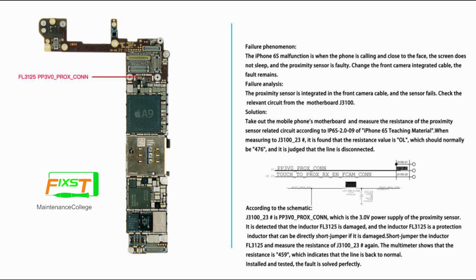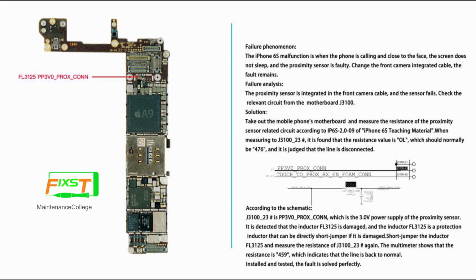the first thing we need to do is check the connector, right? When we check the connector J3100 and test pin 23, it shows the resistance is OL. It means that this line is an open line. Normally this line's resistance should be 476. As we can see in the schematic, this is a 3.0 power line to the proximity sensor. So you will know what I have been talking about before: normally when we meet this problem, the power line has some problem.